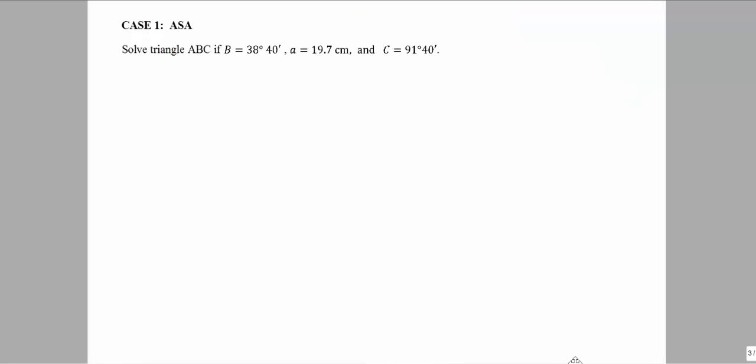We are asked to solve triangle ABC if angle B is 38 degrees 40 minutes, side A is given to us as 19.7 centimeters, and angle C is 91 degrees and 40 minutes. So once again, I recommend drawing a quick little sketch of triangle ABC. It does not have to be to scale, it's just to give us an idea of what we're working with here.